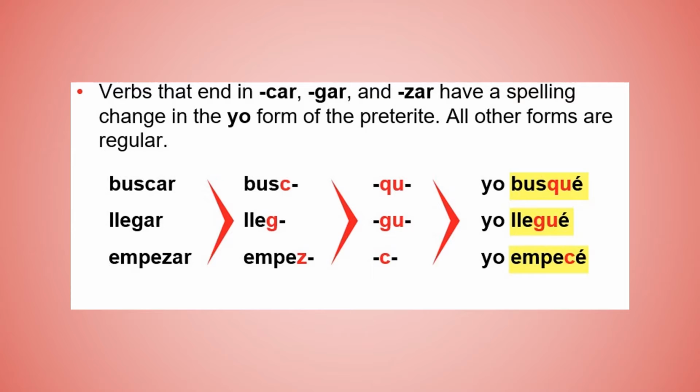And then we have the -car, -gar, -zar verbs. And since these have a spelling change in the yo form, all of the other forms are regular. So you can see here that with buscar, since it has that c, it's busqué, and so on.